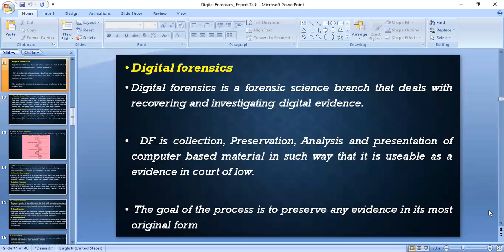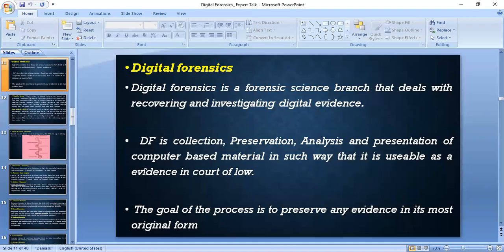This is all the things we already discussed. What is the meaning of digital forensics? Whatever crime happened, we perform a specific type of investigation process. With the help of the evidences, we recover the data. It's nothing but digital forensics.